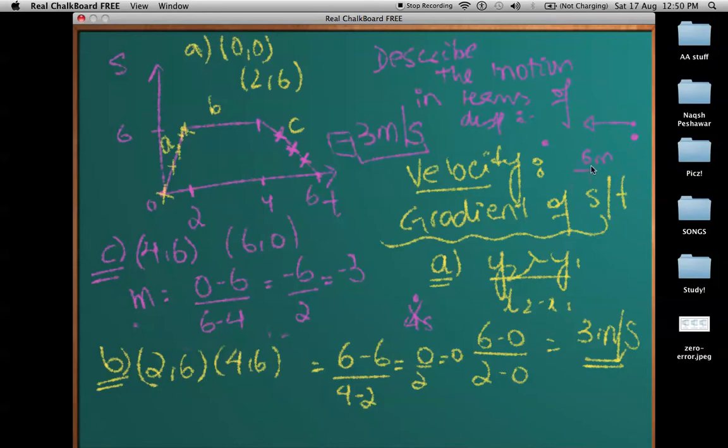First, it was moving in the positive direction, so the velocity was 3 meters per second. Now it's moving backwards. It has changed its direction. It has reversed its direction. So it's in this direction with a velocity of 3 meters per second. So now we can find out the information about distance and velocity from this.